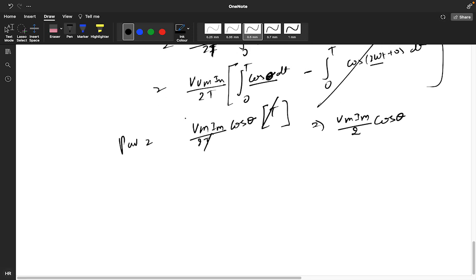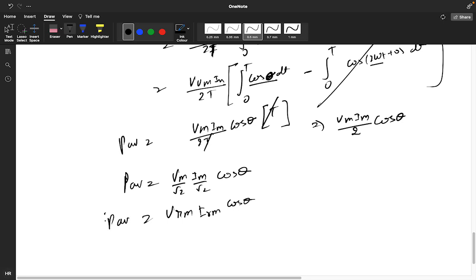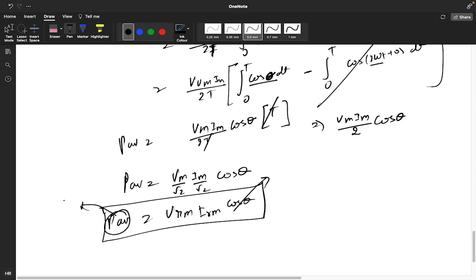So what is the P average? P average is Vm Im by root 2 into root 2 into cos theta, since this 2 can be written as root 2 into root 2. Vm by root 2 is Vrms and Im by root 2 is Irms, times cos theta. This is your average power. So if this value is high, your average power is also high. If this value is low, your average power is low. So that's why we need to improve the power factor.